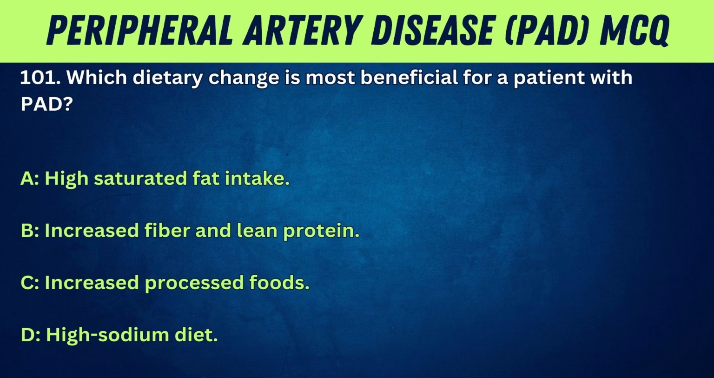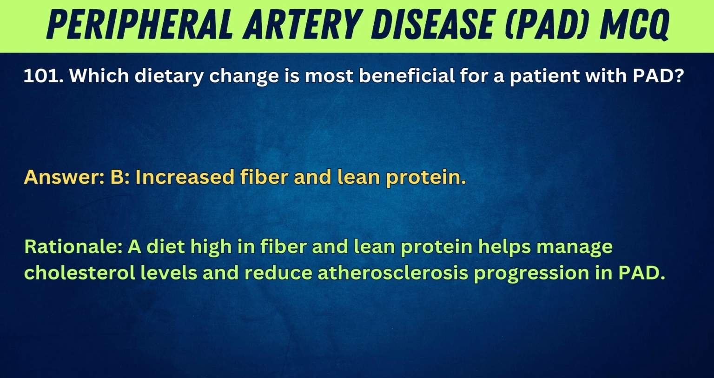101. Which dietary change is most beneficial for a patient with PAD? A. High saturated fat intake. B. Increased fiber and lean protein. C. Increased processed foods. D. High sodium diet. Answer: B. Increased fiber and lean protein. Rationale: a diet high in fiber and lean protein helps manage cholesterol levels and reduce atherosclerosis progression in PAD.